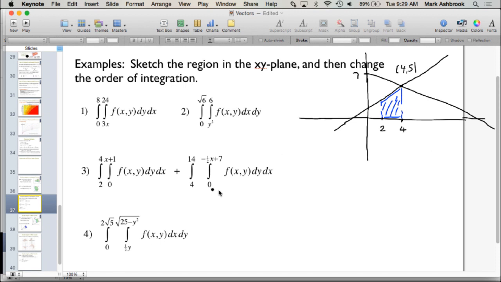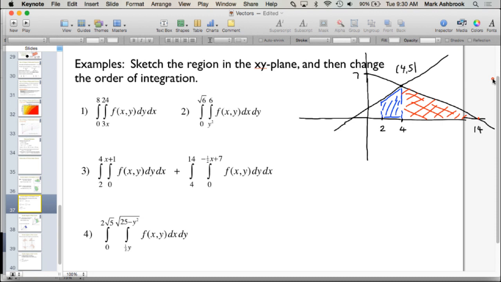Okay, so the second integral goes from 0 up to that, bottom to top, right? Bottom, 0 to top, and then left to right, starting at 4. Well, lo and behold, it starts at the intersection to 14. And where are we at 14? 0. So 14 is right here. So from bottom to top, 0 up to negative 1/2 x plus 7, but left side 4, right side 14. So the second integral is that right there. Questions so far?